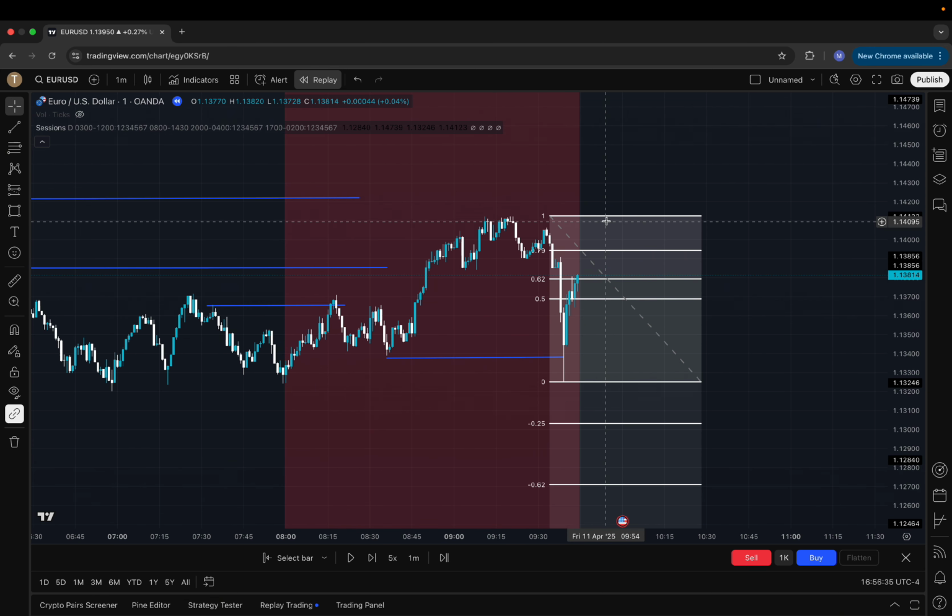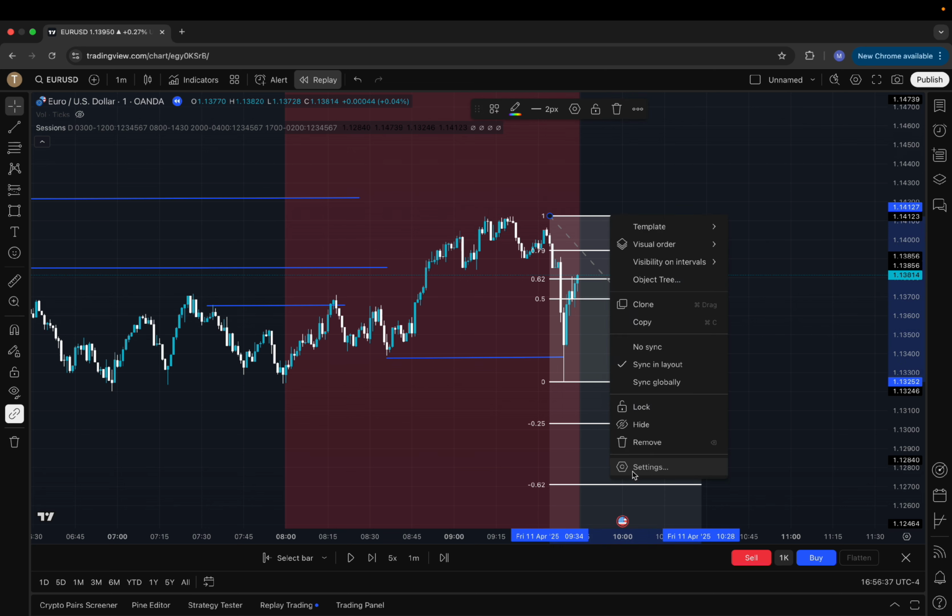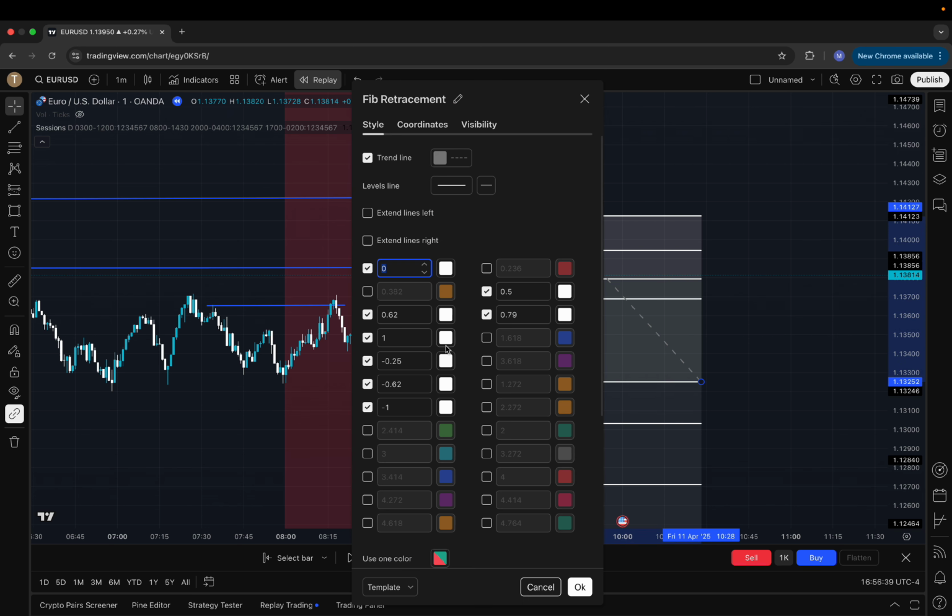Now obviously you guys have been waiting for the settings, so if I click on my settings, pause this video right now and copy these settings. So the first one is 0, make sure to untick this box, 0.62, 1, minus 0.25, minus 0.62, minus 1, and then untick this box, and then 0.5, and then 0.79. And now that's the exact setting you need for the OTE strategy.